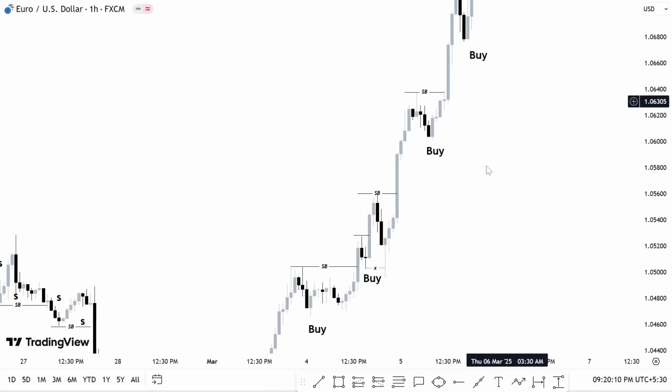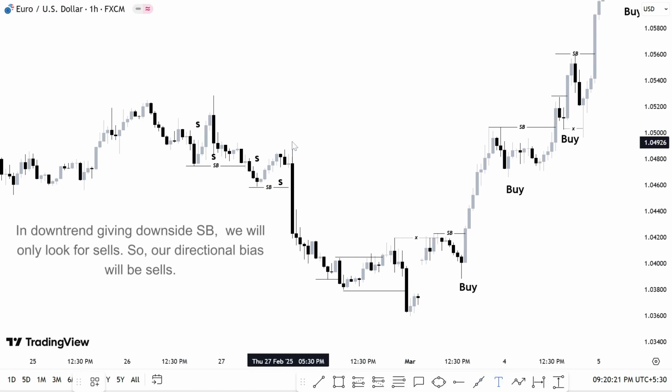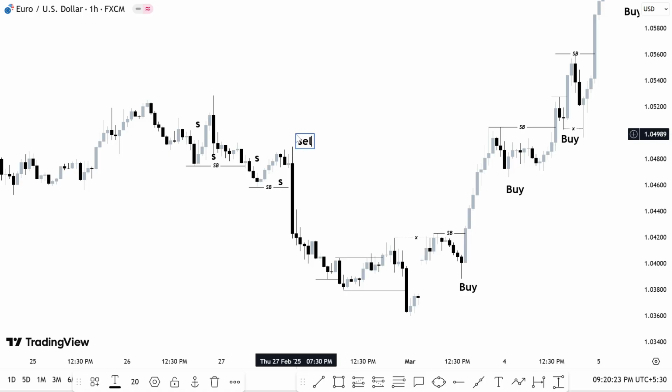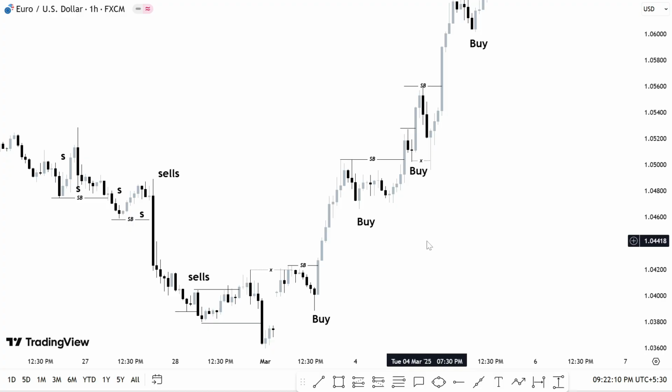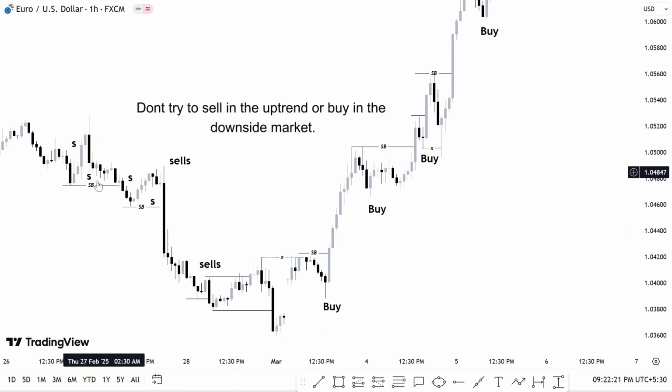Okay, and so on. And for the sell scenario, if we have a structure break, which is here, we'll look for sells in the retracement. Simple. We'll look for sells in the retracement. You will take trades with the trend and avoid trades against it. Okay, so for example, over here, we are not looking to get buys. We are not looking to get buys. And in the scenarios of uptrend, we are not looking for sells.